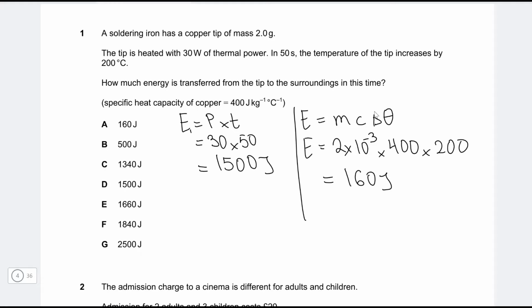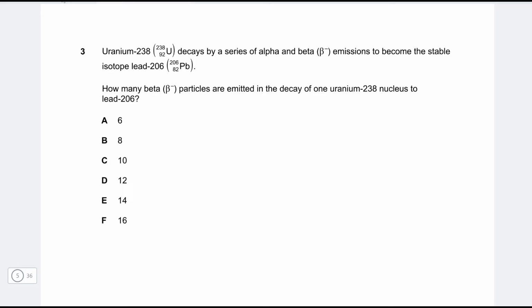Now you can see that there's going to be a lot of energy lost into the surroundings. Our electrical energy is 1,500, take away 160, and we're going to get 1340 joules, i.e. the correct answer being C. Okay, skipping to the next physics question.